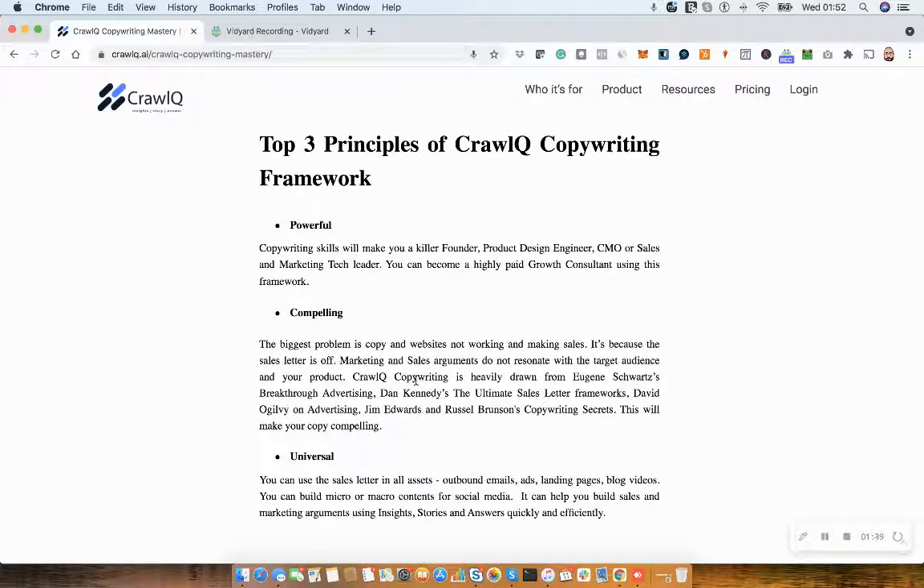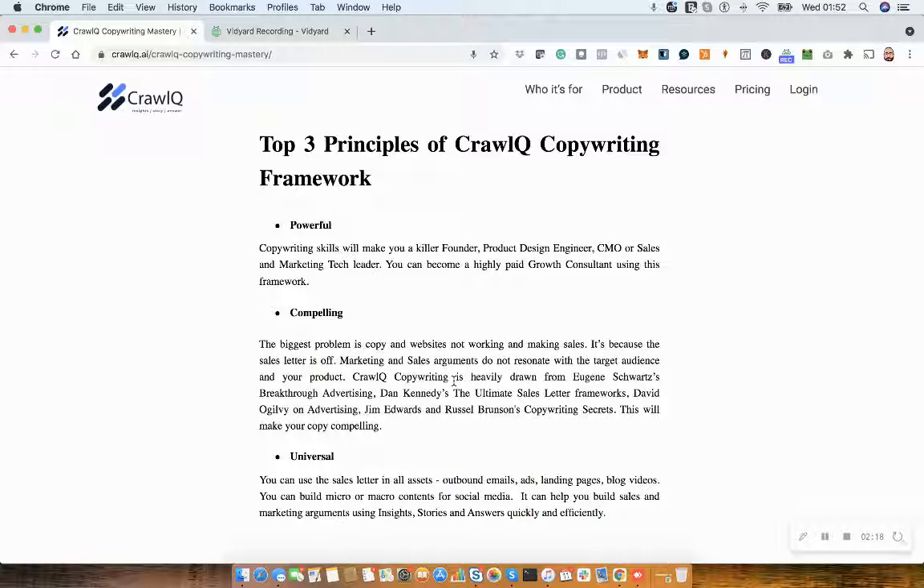The CrawlQ copywriting framework assembled here is heavily drawn from Eugene Schwartz's Breakthrough Advertising. Ask any marketer or copywriter who is familiar with it, and his book Breakthrough Advertising is the gold standard in the copywriting domain. Also Dan Kennedy's The Ultimate Sales Letter framework, and David Ogilvy on Advertising. You search it, you will find that these authors and their books are the ultimate go-to reference on copywriting.